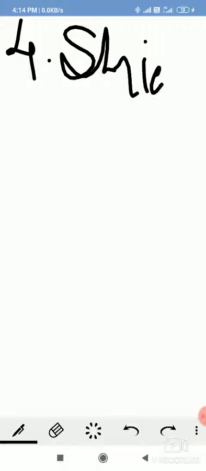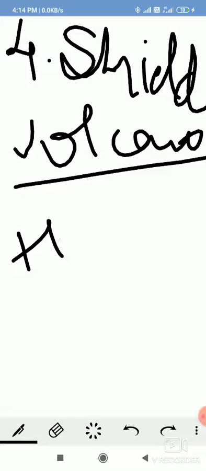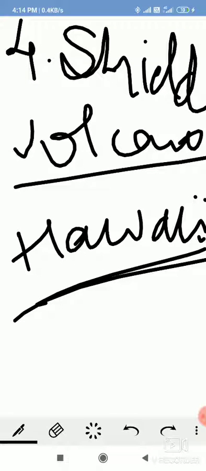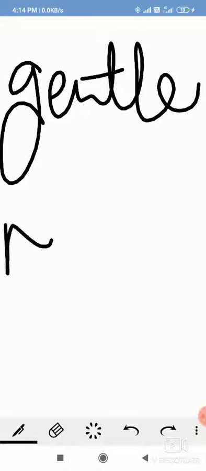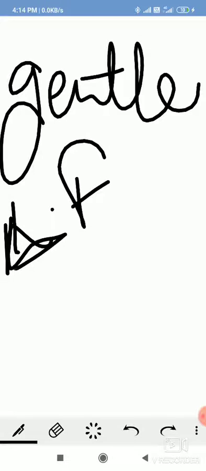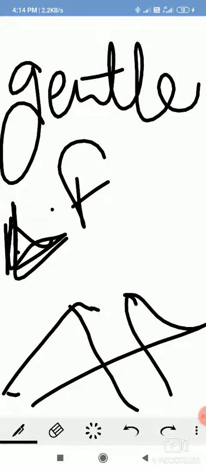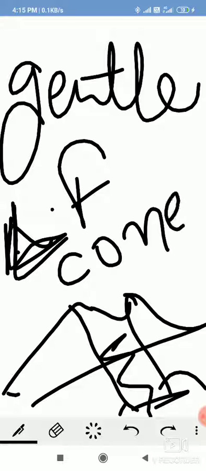The next, the fourth one, is shield volcanoes. This is also a type of volcano. Hawaiian volcanoes are an example of shield volcanoes, right? Shield volcanoes have very gentle slopes made up of lava flows only. The slope is very gentle, right? These can be called cone shaped.